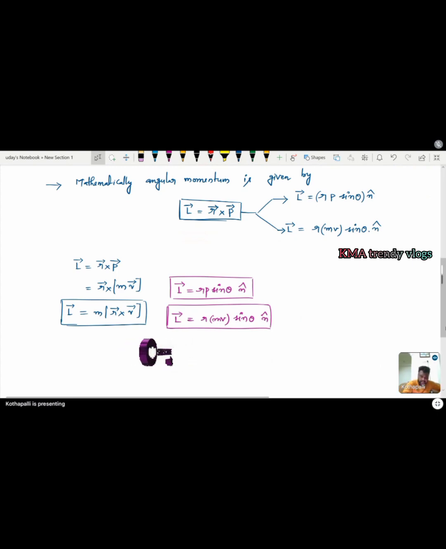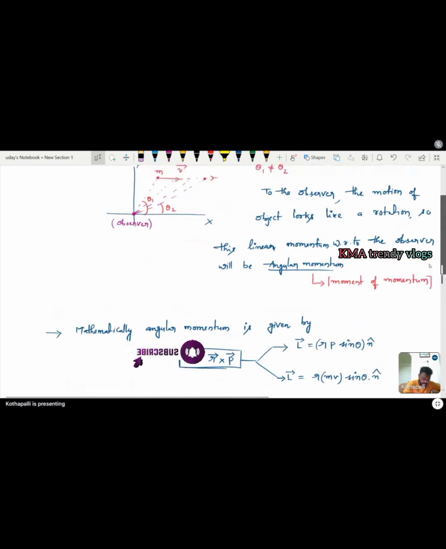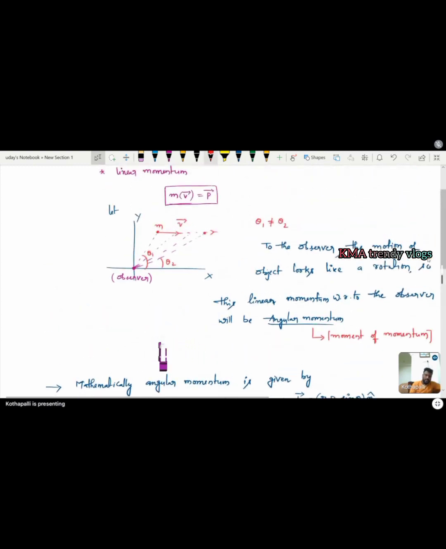Let us discuss. First, the direction. Let's see the direction. Generally in rotational mechanics, remember this, rotational mechanics: clockwise direction is considered to be negative and anti-clockwise direction is considered to be the positive direction.